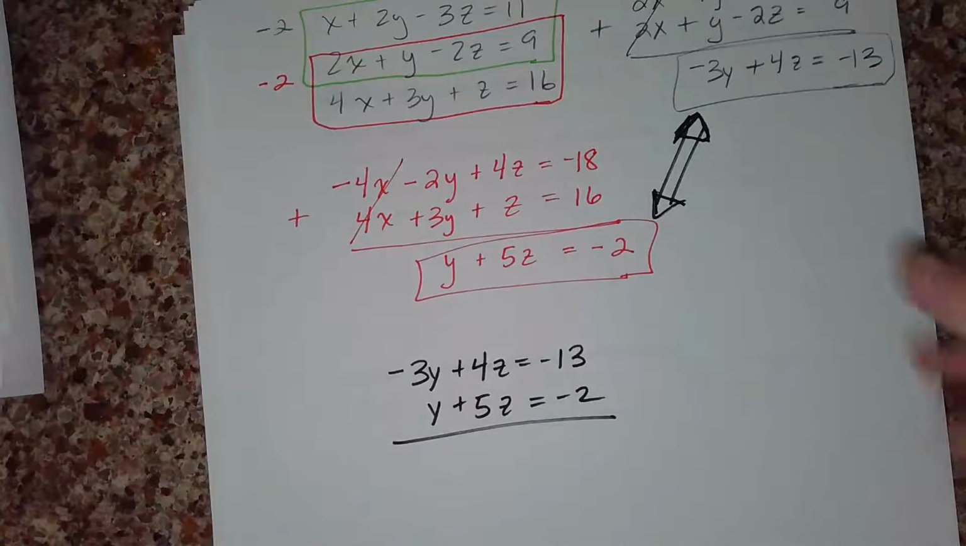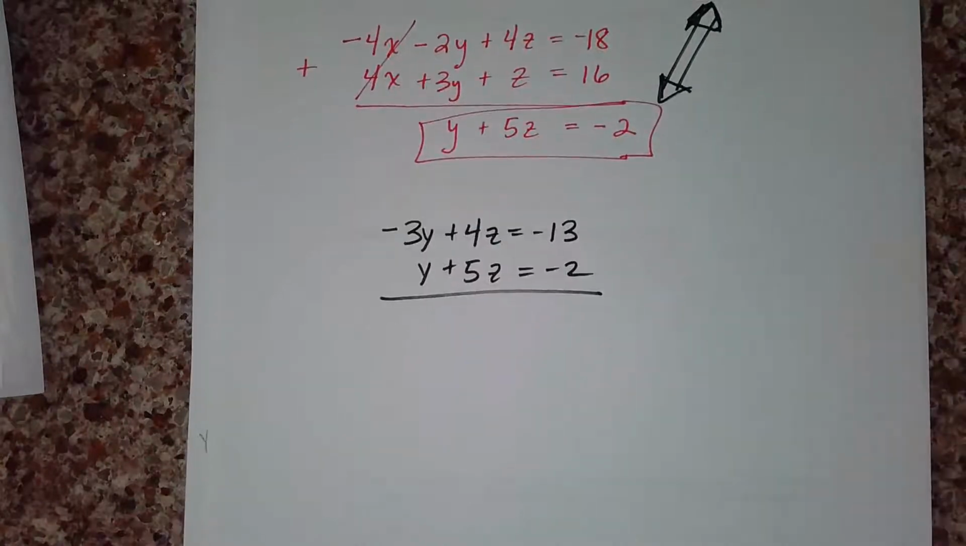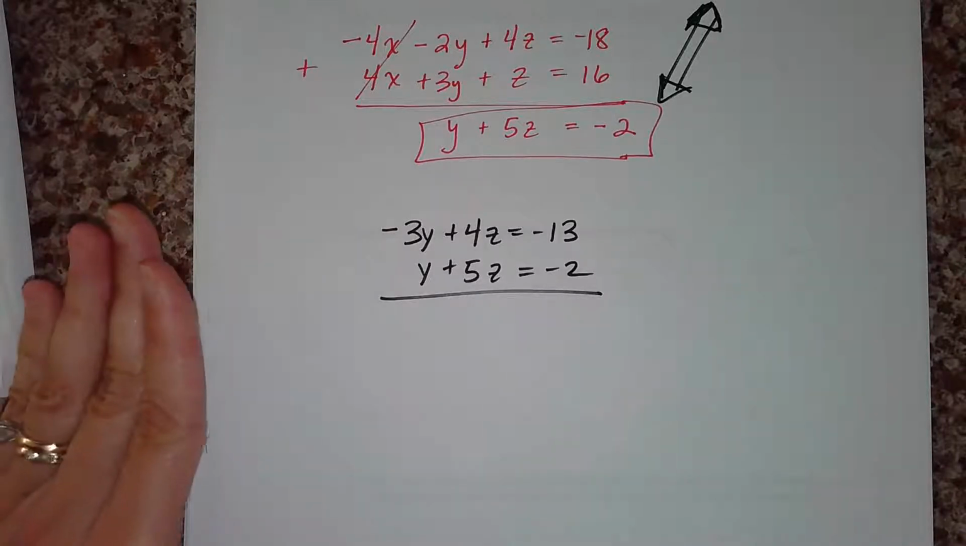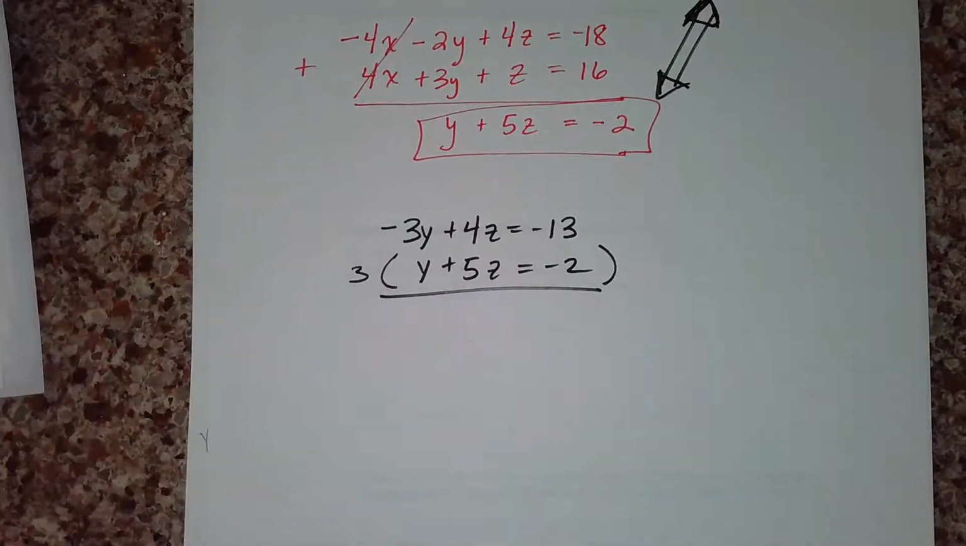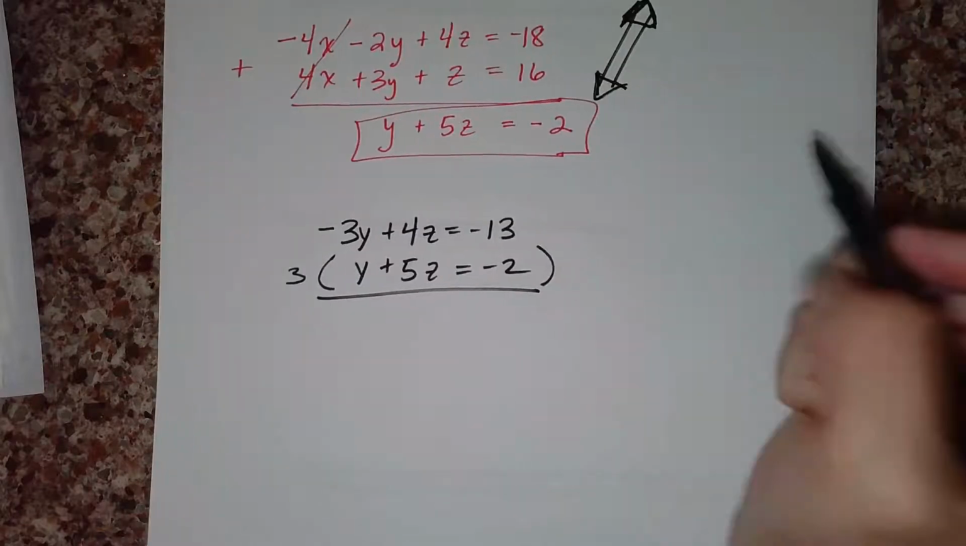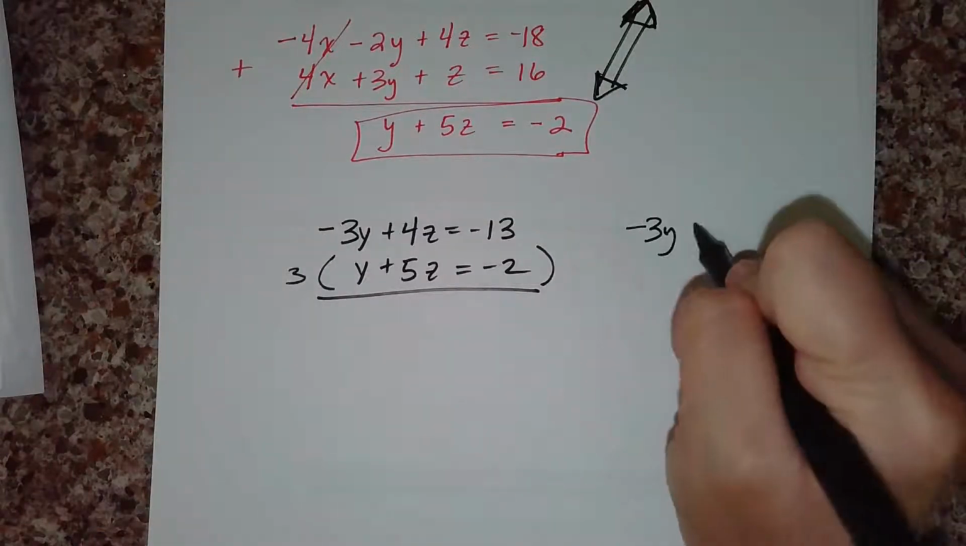All right, you need to decide whether to use substitution or elimination. If you haven't already noticed, I like elimination just because I find it to be easier. I'm going to get rid of my y's. I'm going to multiply this equation by 3, and if I do that, my y's would cancel. So the top equation right now is not going to change.